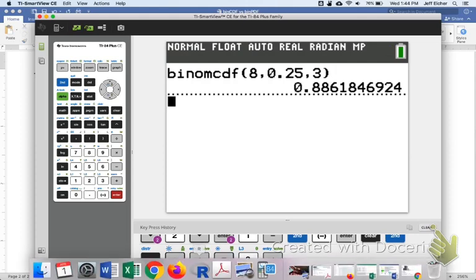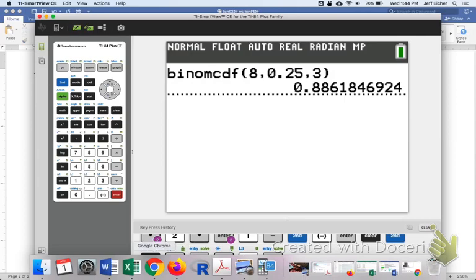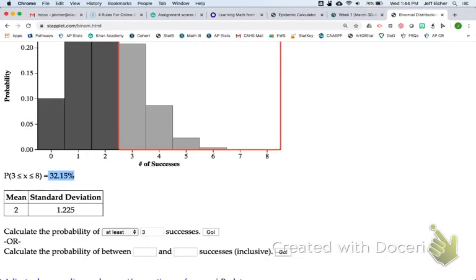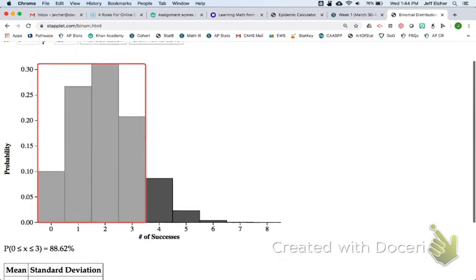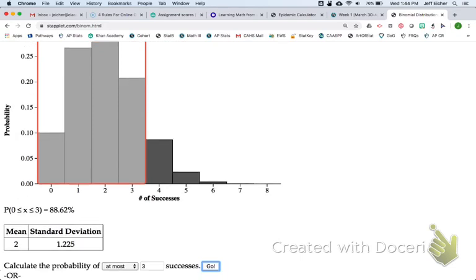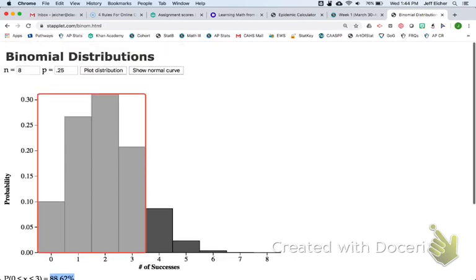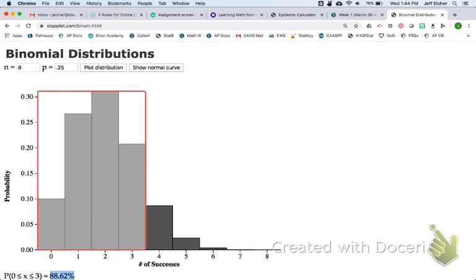And just to verify on Statlet, at most 3, go. And notice the shading here is 0, 1, 2, 3, and the probability is 88.62. So that's at most 3.